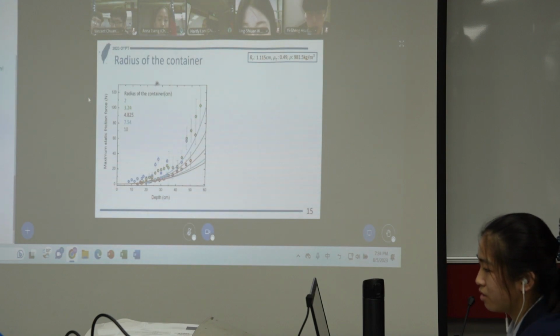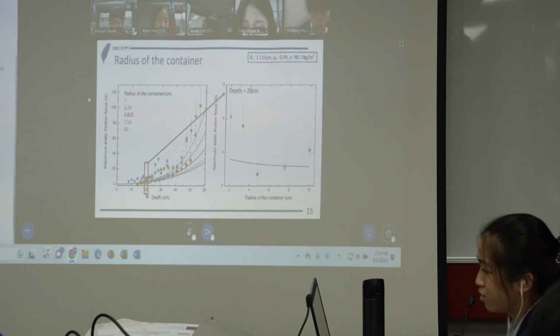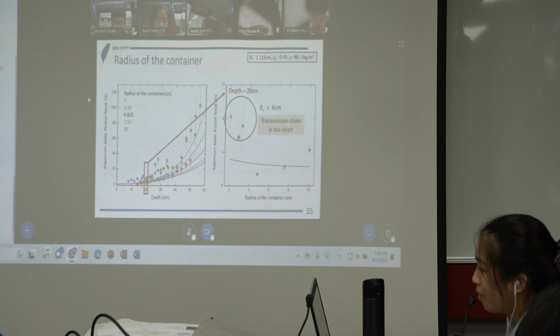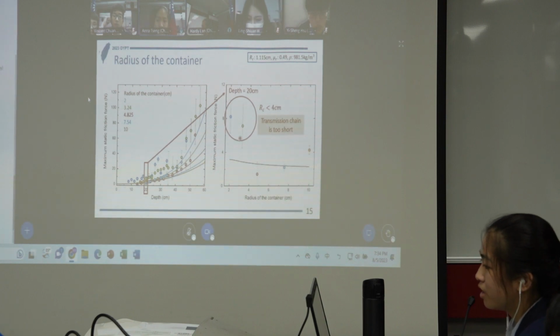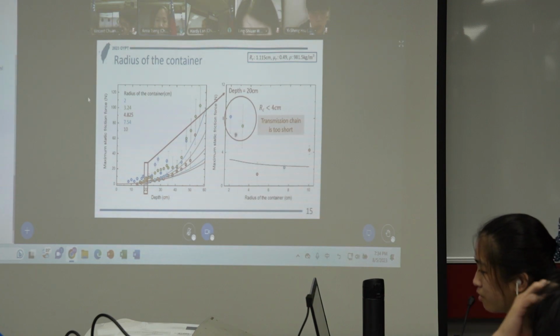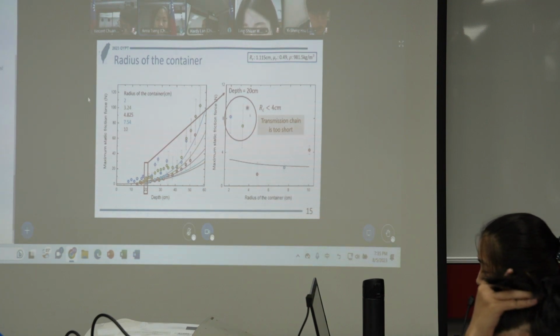Here we change the radius of a container. We can see that the theory predicts that when the radius of a container is smaller, the friction force will be bigger. And here we take the depth of 20 centimeters, for example. We found the boundary condition. When the radius of a container is smaller than 4 centimeters, the transmission chain is too short, so it will cause the force strain to affect the experiment significantly. So the experimental result will deviate from the theoretical prediction.